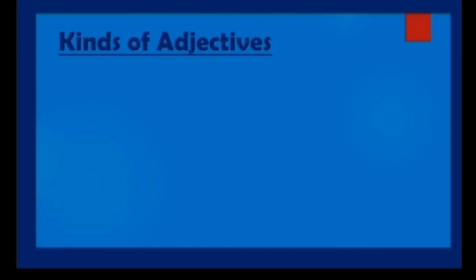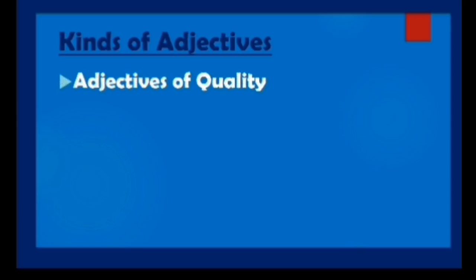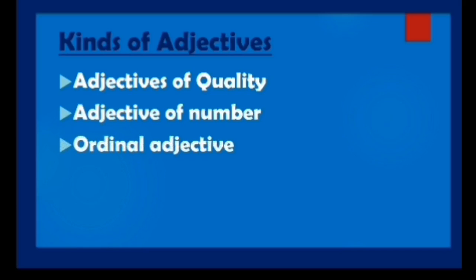Kinds of adjectives. There are many kinds of adjectives, but in your course, in class 3rd, we are going to study only 3 types of adjectives. The first is adjective of quality. The second is adjective of number. And the third is ordinal adjective.